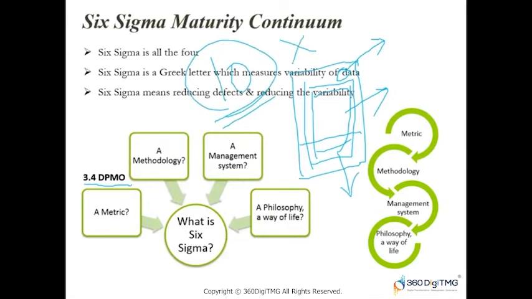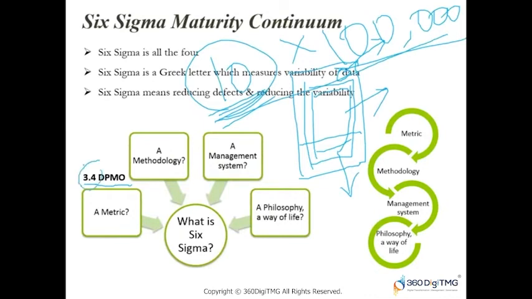If I have 100,000 such mobile phones, and each mobile phone has 10 opportunities, or 10 components, features, parts which I have to assemble, then the total count would be 1 million. Out of these 1 million opportunities, there should be not more than 3.4 defects. That is when it is called following a Six Sigma process. It's extremely difficult to achieve such high levels.